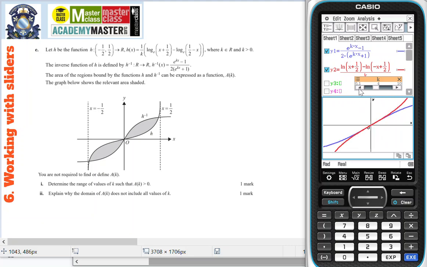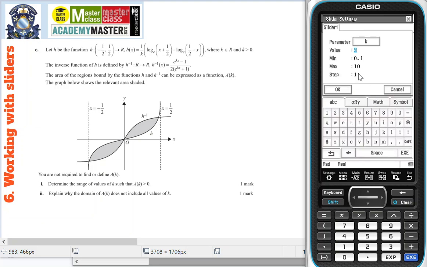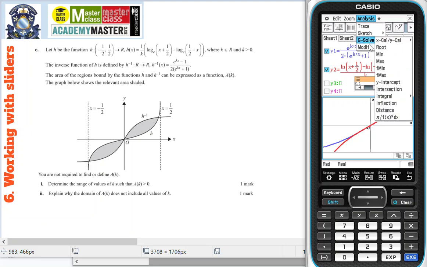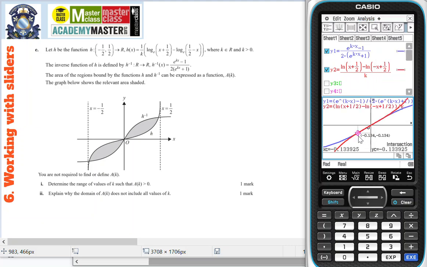And 4, I don't seem to have any. And 3, I certainly don't have any. So maybe k has to be bigger than 4. So let's try 4.1. So make my settings now 0.1 and go OK. And let's come up to 4.1. Analysis, G-Solve, Intersection, and I do have an intersection there and there and there. So this pattern does exist at 4.1. So I'm comfortable to say, looking at my dynamic graphs, that 4.1 and 5.1 and 6.1 have areas.